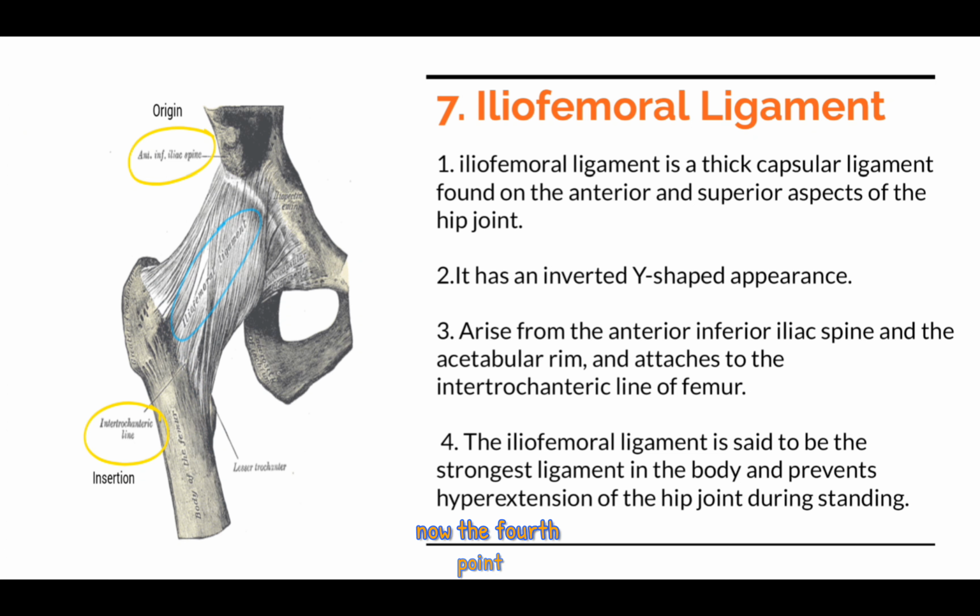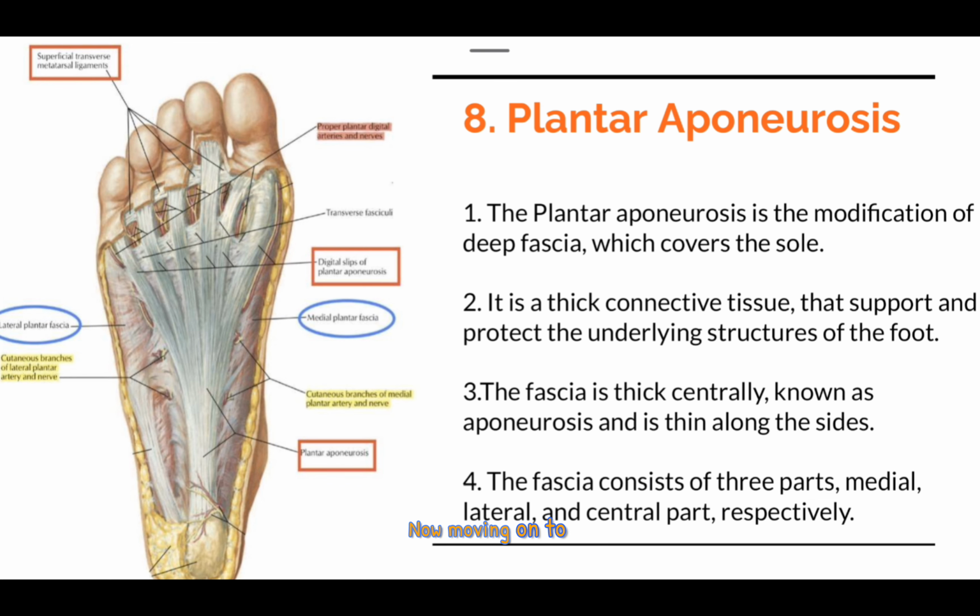Now the fourth point is that the iliofemoral ligament is said to be the strongest ligament. We all know that point. And it also prevents hyperextension of the hip joint during standing. So hyperextension of the hip joint during standing is prevented by the iliofemoral ligament. That is the important function of the iliofemoral ligament. Now moving on to the next question, plantar aponeurosis.